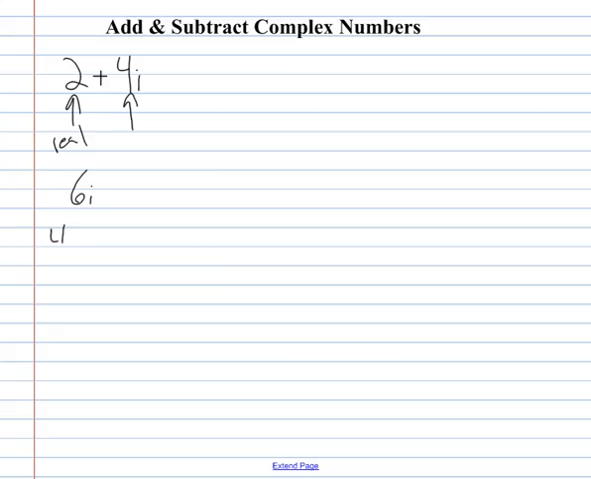Usually there'll be something with two terms, 4 plus 8i, or 7 minus 6i. Those are pretty normal complex numbers. But they'll either have at most two terms or just one imaginary term. So that is what a complex number is.